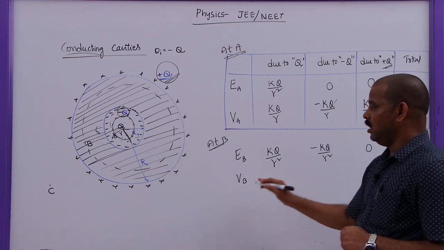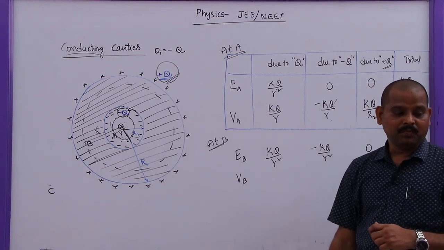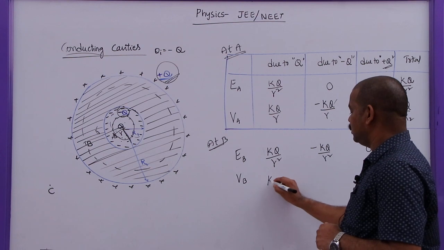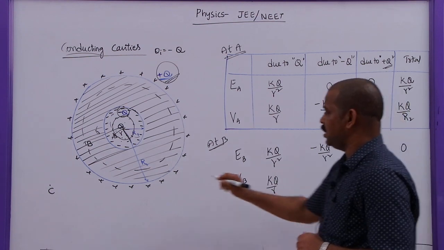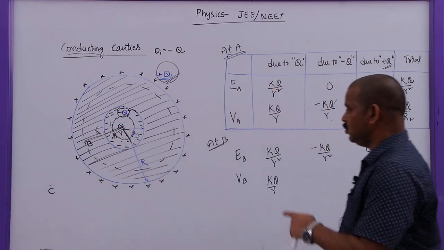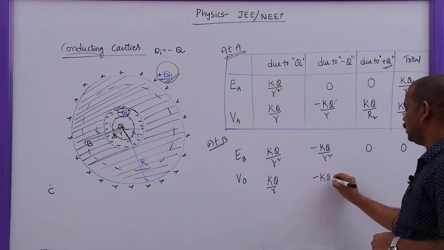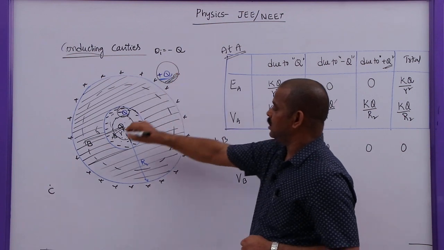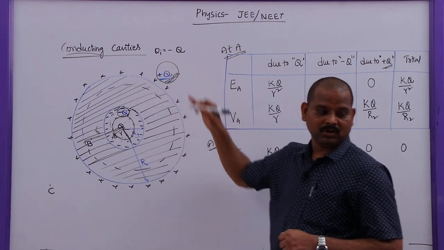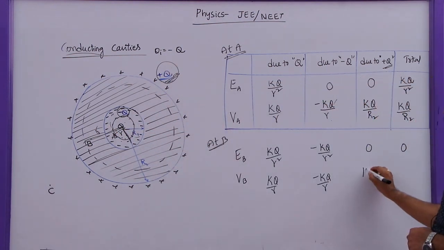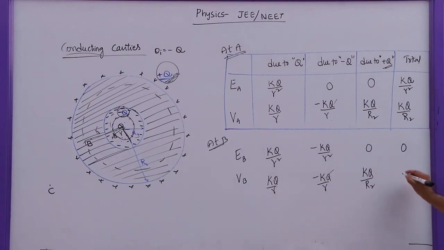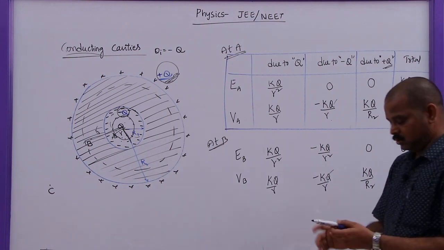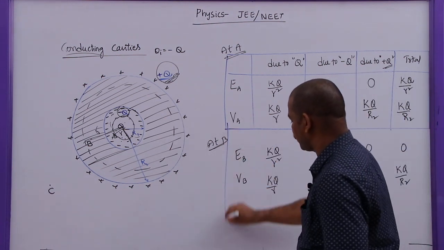Similarly, what is the potential at point B? The potential at point B, due to the positive charge, is KQ by R, and due to the negative charge minus KQ by R, and the potential due to the outer charge at this point within the metal is equal to the potential on the surface, which is given by KQ by R2. Once again these two get cancelled, and the answer is KQ by R2. This is for B.